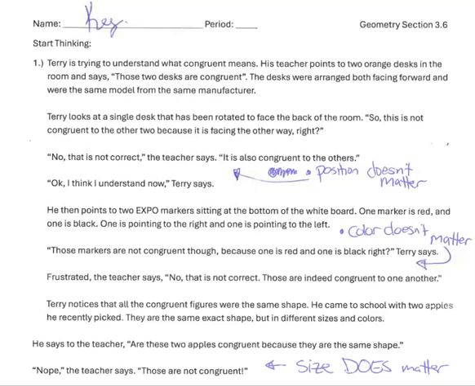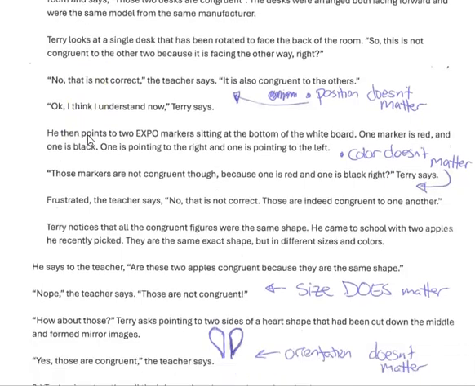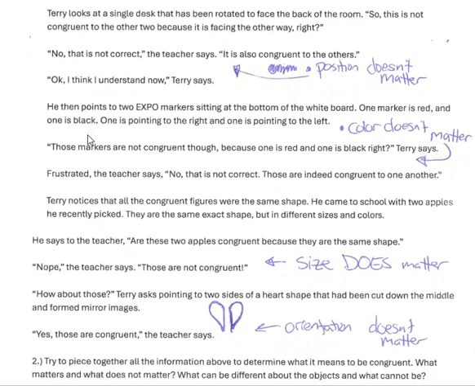Then Terry notices that all congruent figures were the same shape. So he had brought two apples to school that he recently picked, and they're the same exact shape, but just different size. He says to the teacher, "Are these two apples congruent because they're the same shape?" "Nope," the teacher says, "those are not congruent." "How about those?" Terry asked, pointing to two sides of a heart shape that had been cut down the middle and formed a mirror image. "Yeah, those are going to be congruent."